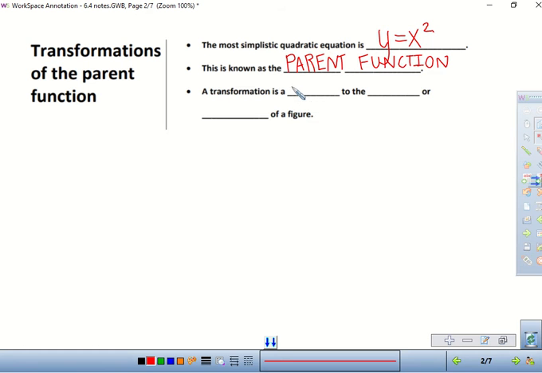A transformation is a change to the size, or, we say and or technically, because sometimes it's both, and or position of a figure. Okay? All right, moving on.